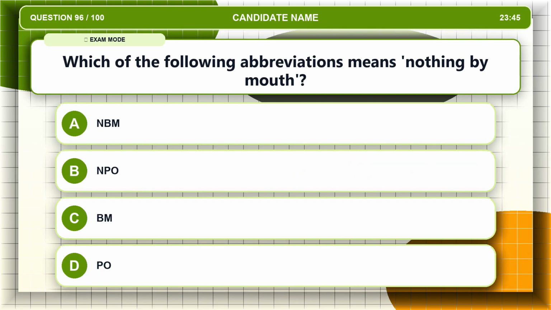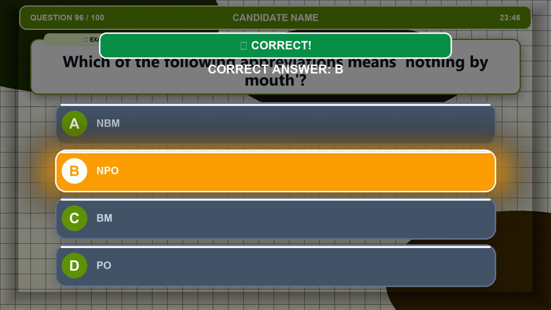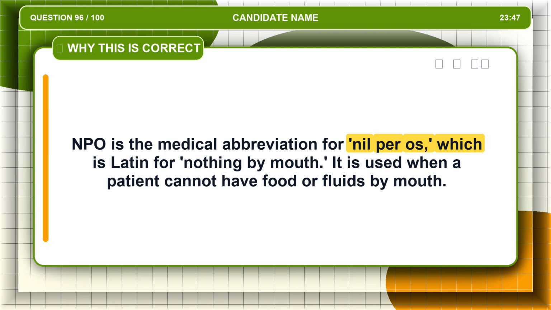Question 96. Which of the following abbreviations means nothing by mouth? Option A, NBM. Option B, NPO. Option C, BM. Option D, P. The correct answer is option B, NPO. NPO is the medical abbreviation for nil per os, which is Latin for nothing by mouth.